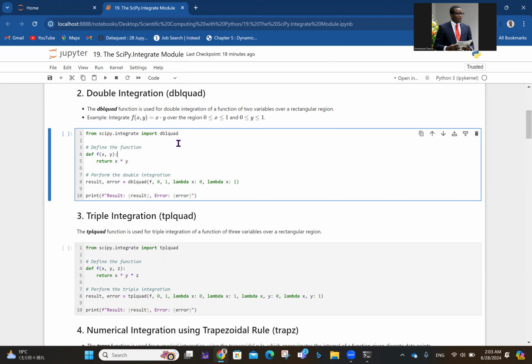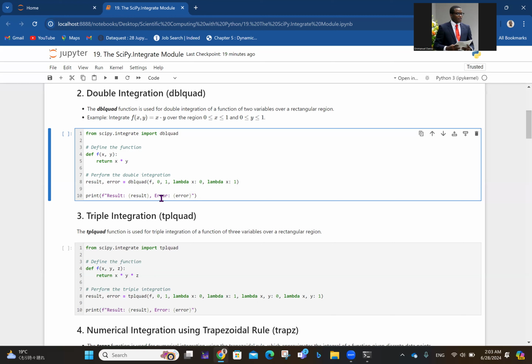Now you have to import dblquad, and then you define the function. So we use the def function. You have f of x, y, which is x times y, because that's x dot y. And in line 8, the work is happening again. So perform the double integration. So you do the dblquad.